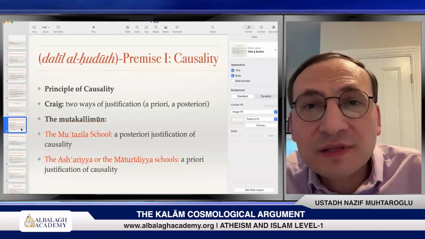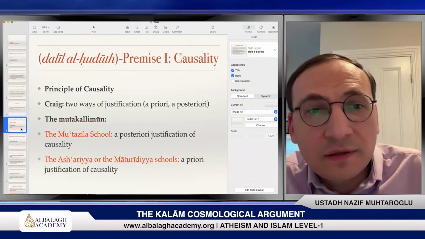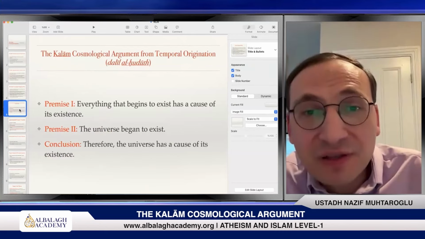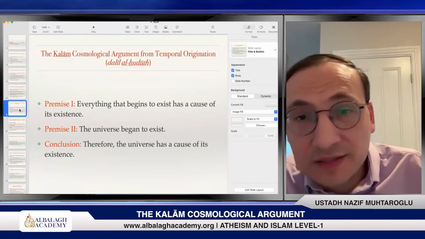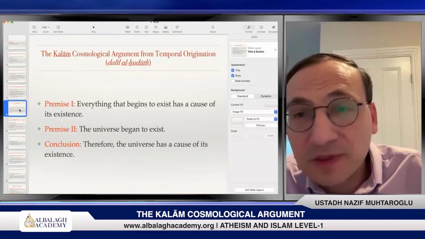The first premise is about causality. And the way the principle of causality is formulated, look at it: everything that begins to exist has a cause of its existence. It's a restricted principle of causality. It doesn't say everything has a cause, okay? Be careful. It says everything that begins to exist has a cause. Like every muhtath, every hadith being has a sabab, okay?